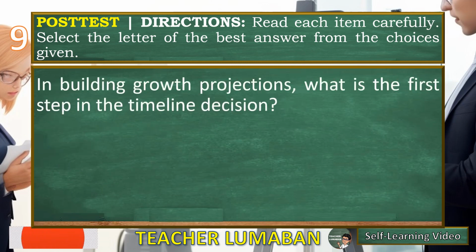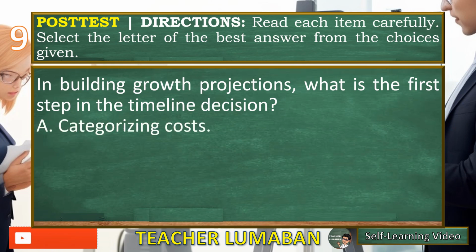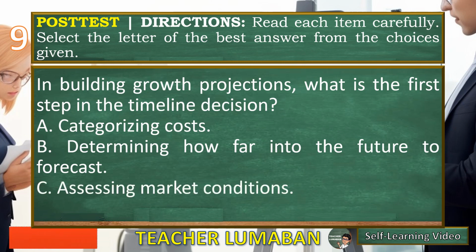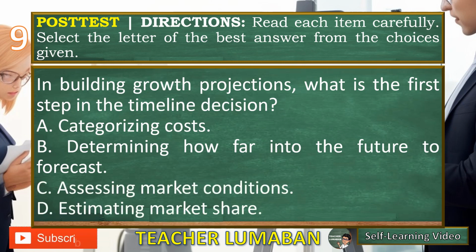In building growth projections, what is the first step in the timeline decision? A. Categorizing costs. B. Determining how far into the future to forecast. C. Assessing market conditions. D. Estimating market share.